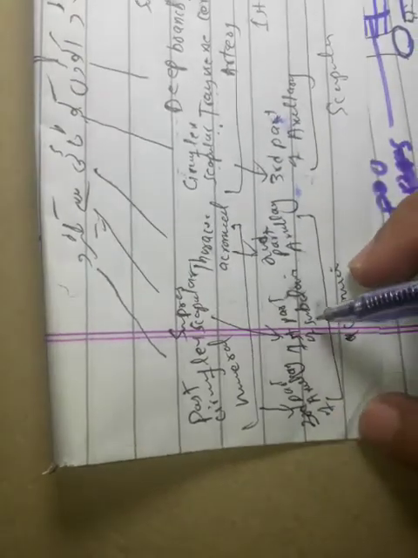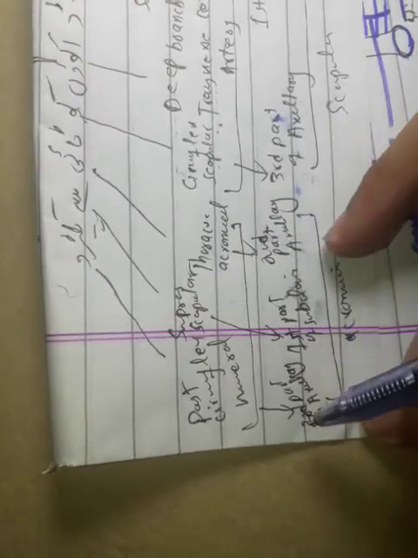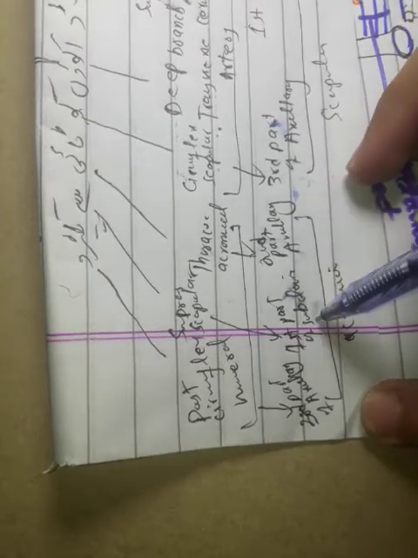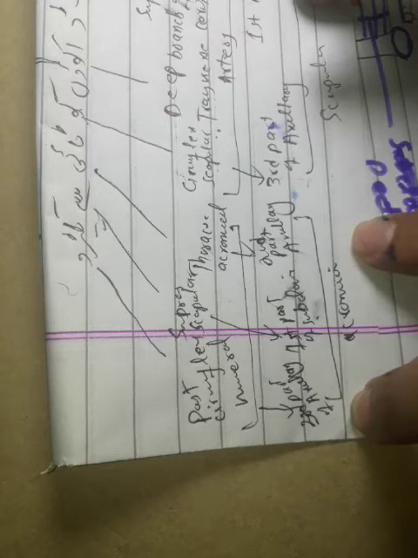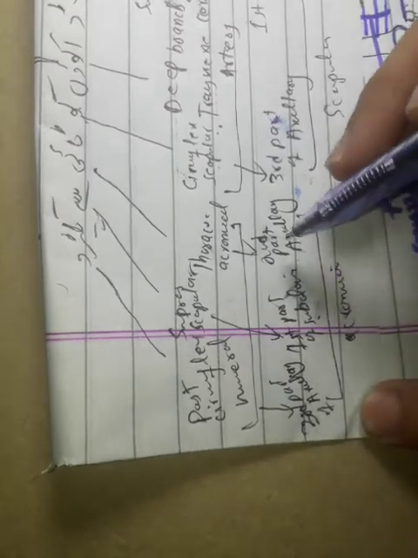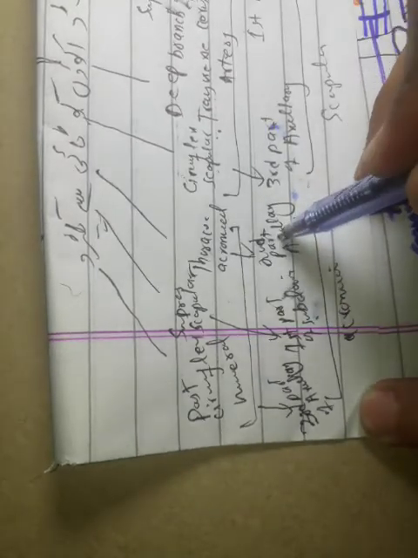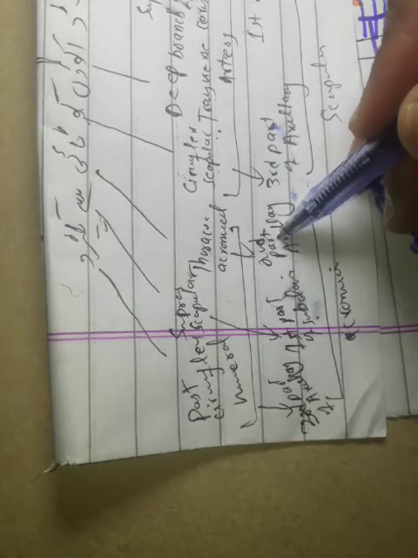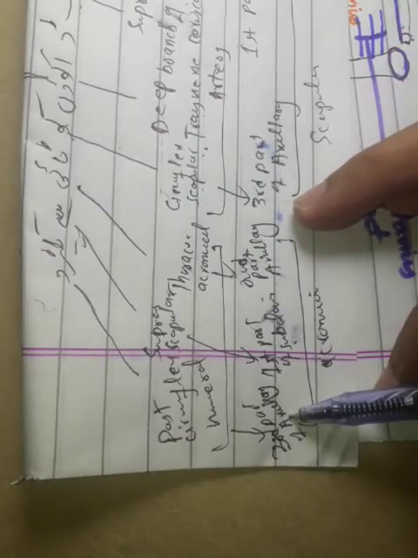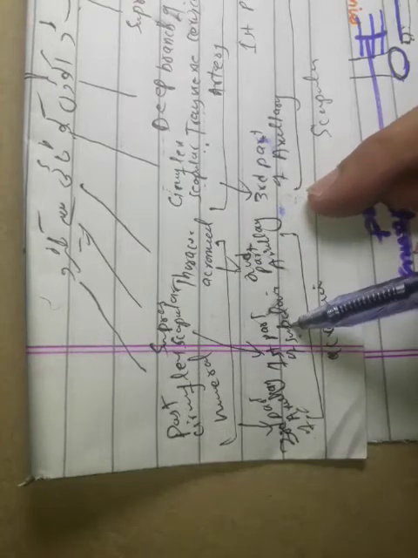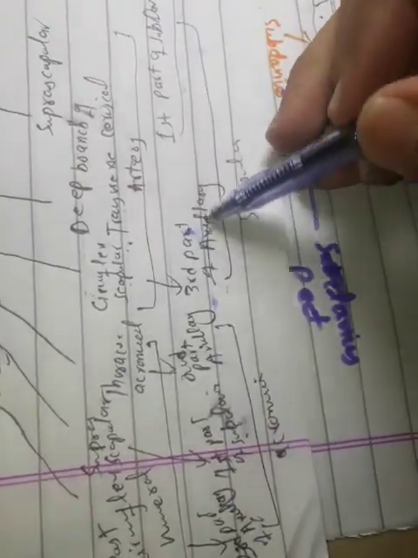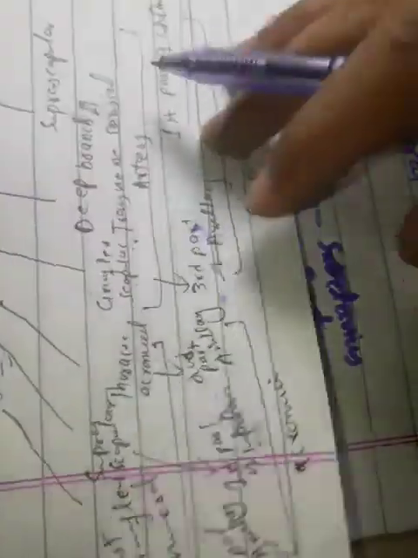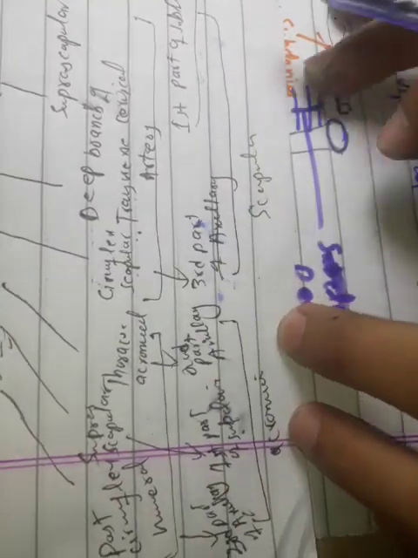So anastomosis around the acromion process is in between the second part of axillary artery and first part of subclavian artery. And this is second part of axillary artery. Anastomosis around acromion process is in between the second part of axillary artery, third part of axillary artery and first part of subclavian artery. The anastomosis around scapula is in between the first part of subclavian artery and third part of axillary artery. Okay, thank you.